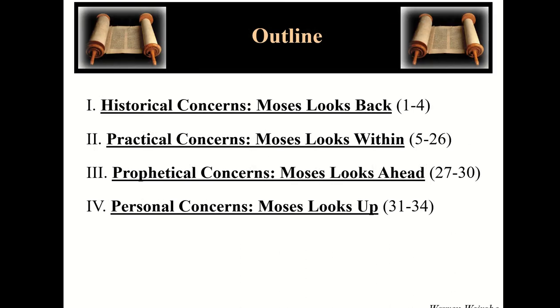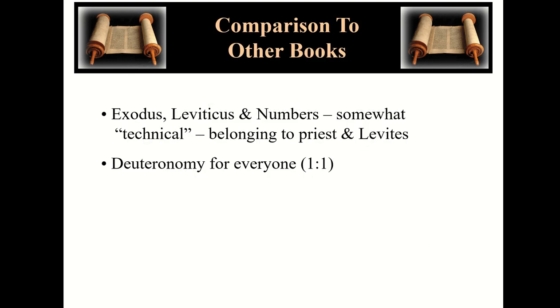Now, here's the outline we have followed throughout the book from Warren Wiersbe. He puts it in historical concerns, practical concerns, prophetical concerns, and personal concerns. And so chapters 1 through 4 are the historical concerns, and that's where we begin, looking at chapters 1 to 4 in just a moment.